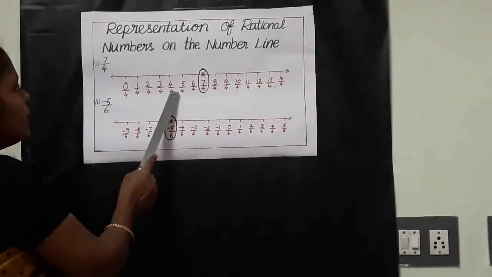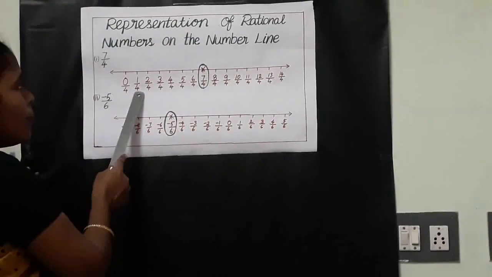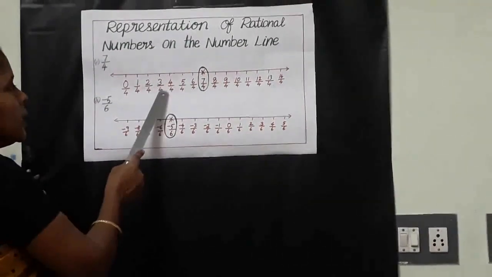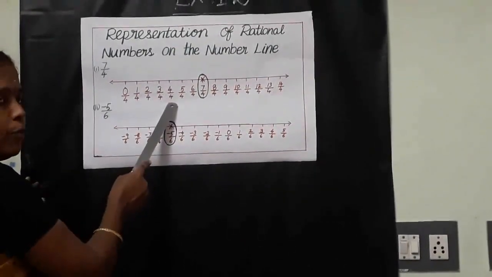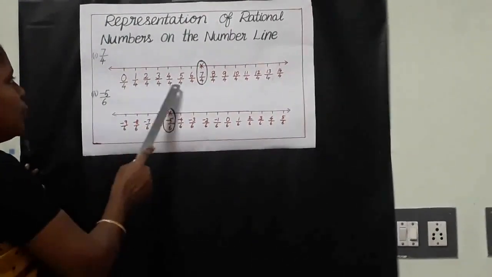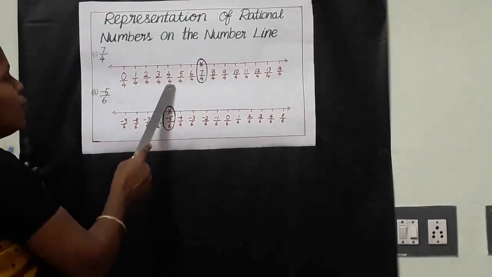In that, I cut into 4 pieces. The first piece represented as 1 by 4. Second piece 2 by 4. Third piece 3 by 4. Fourth piece only 4 by 4. Nothing but the interval, the whole number 1. 0 to 1. In that, I cut the pieces into 4.